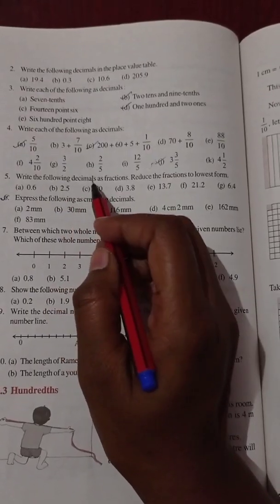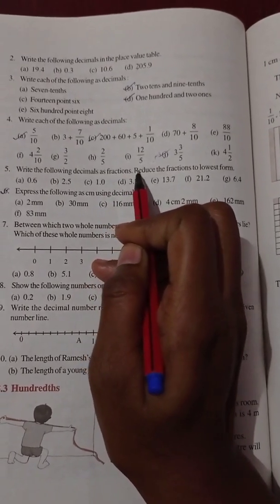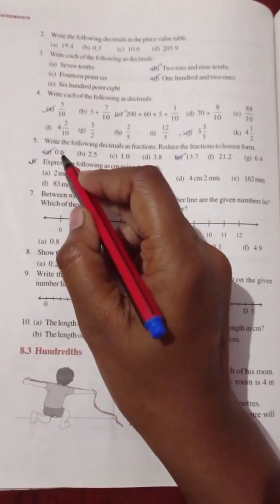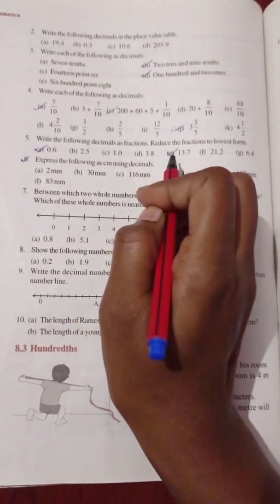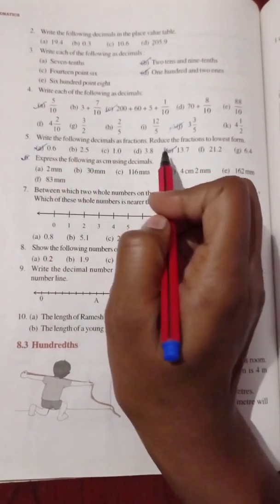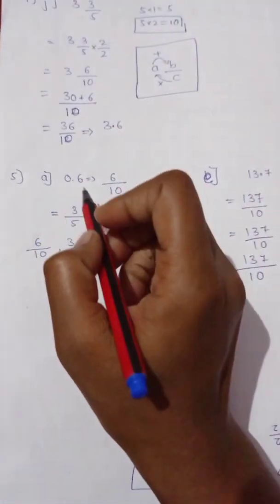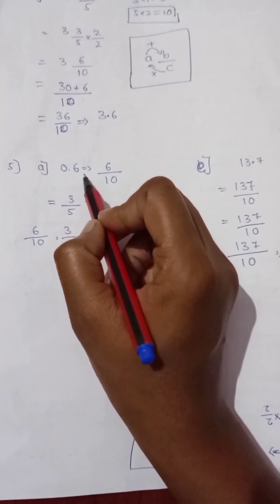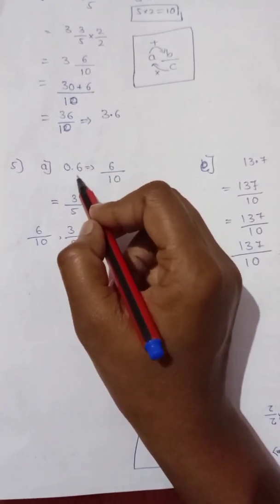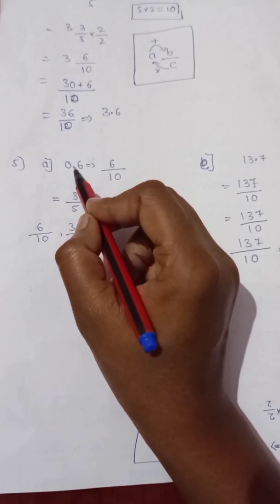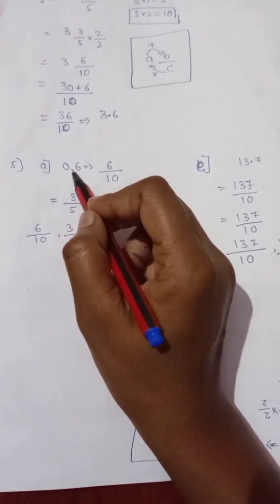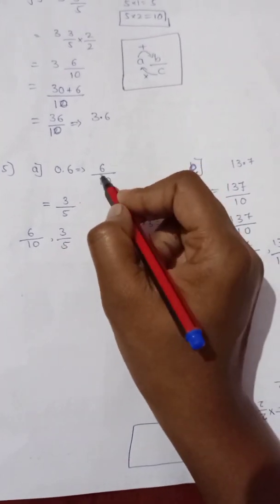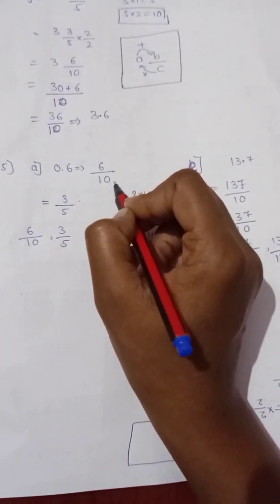Write the following decimals as fractions. Reduce the fraction to lowest form. 0.6 and 13.7. I will solve these two questions now. First question is 0.6. Children, as I told before, from the right side, after one number, if I have a decimal point, that means what is the denominator? 10, right? So 6 by 10.